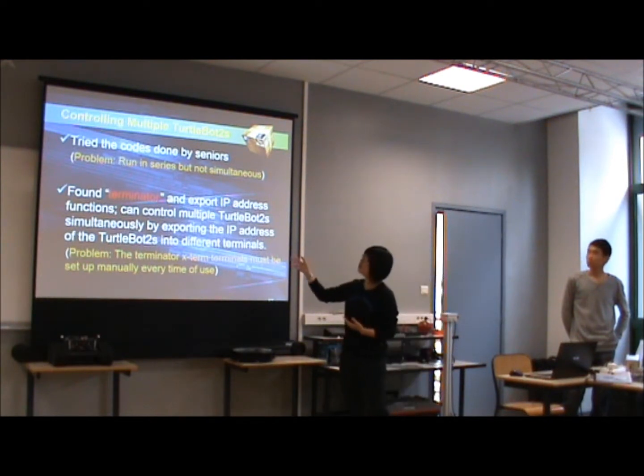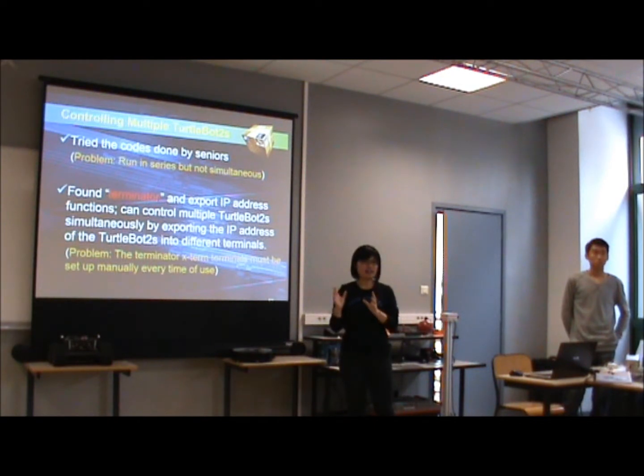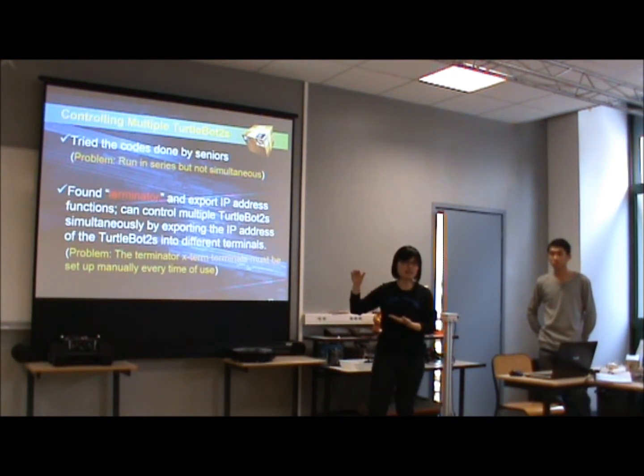So I tried the code done by the seniors, and what happens is the TurtleBots can only run in series. That means, let's say I have 4 TurtleBots, A, B, C, D, and TurtleBot B can only run after the commands for TurtleBot A are finished, since we are using a bash script and the command lines in the bash script are executed line by line. So there's a problem with it.